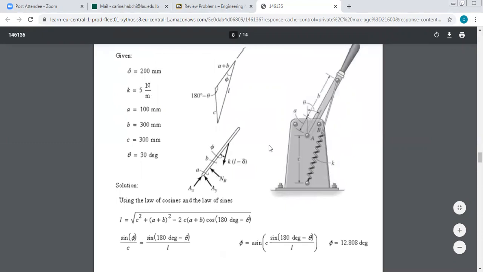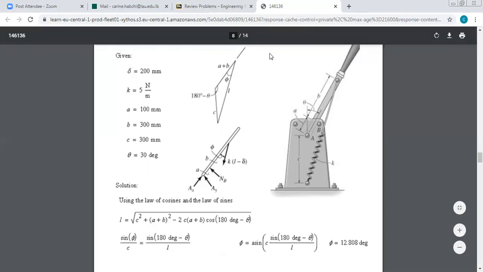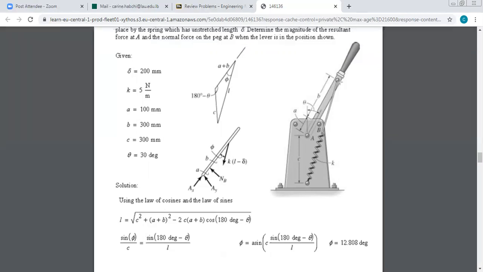Now, at B, you have a roller, so you have a reaction perpendicular to the bar, so it will be along Y-axis, so this is NB, and you still have the tension of the spring, which will be directed along the spring, like this. So until now, we have a problem because we have 4 unknowns: AX, AY, NB, and the tension of the spring.